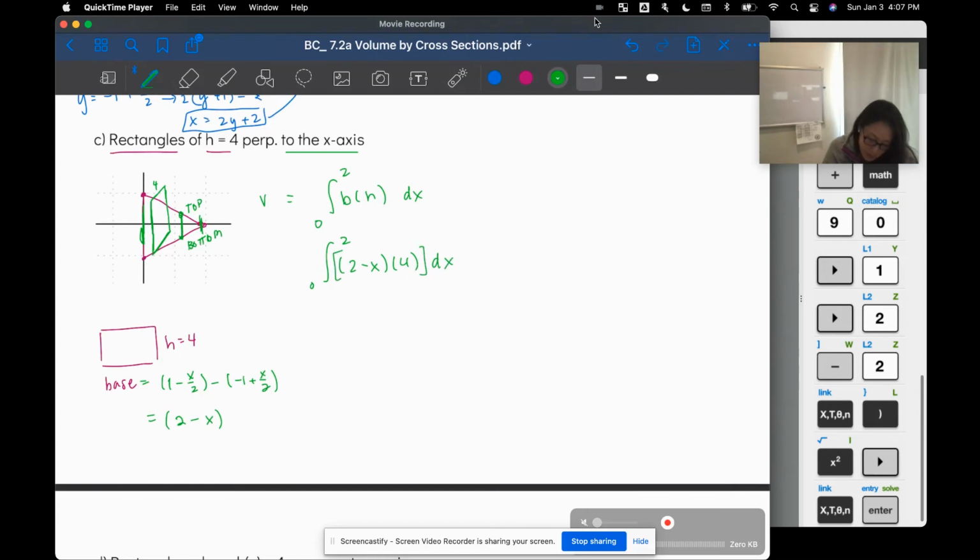Okay, so I like to simplify this. I'm going to get 8 minus 4x dx, and then I get the volume is equal to, and I plugged that into my calculator and got 8. Okay, so that's another one.